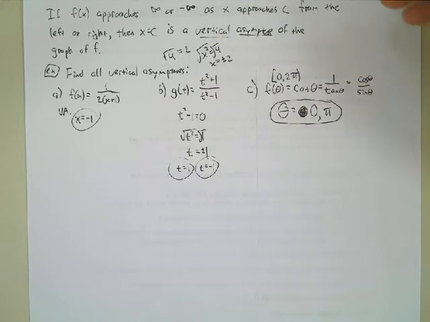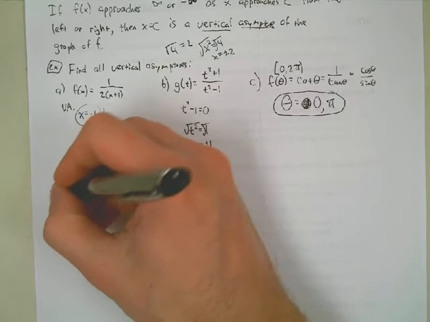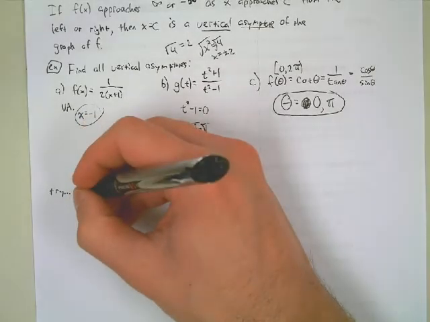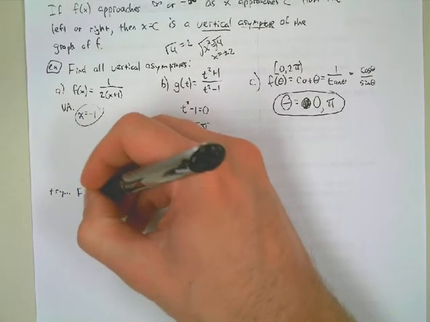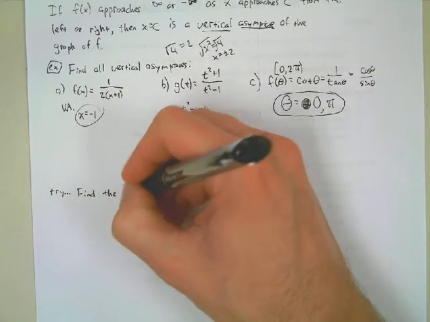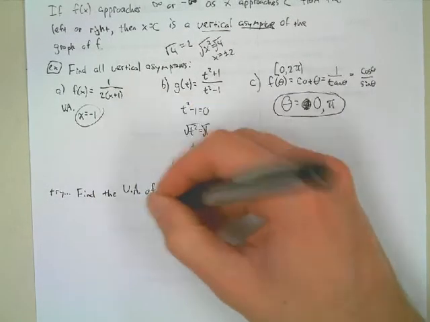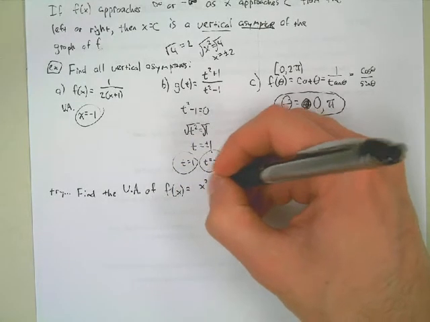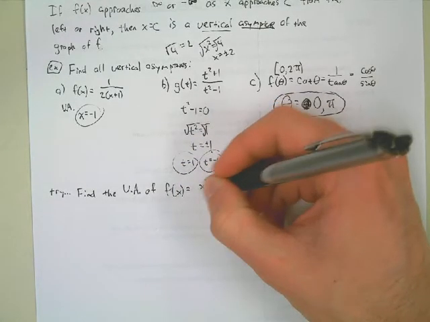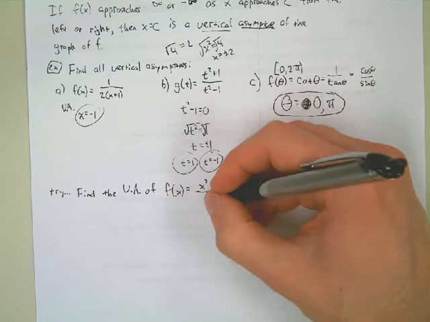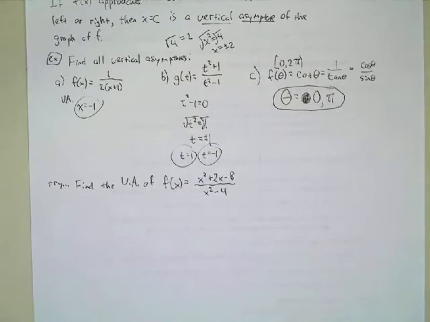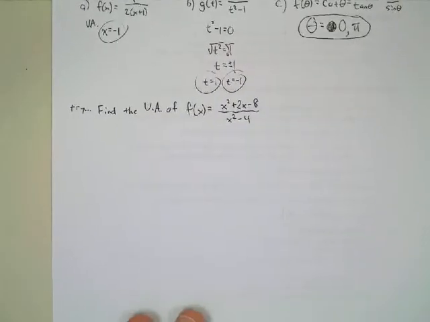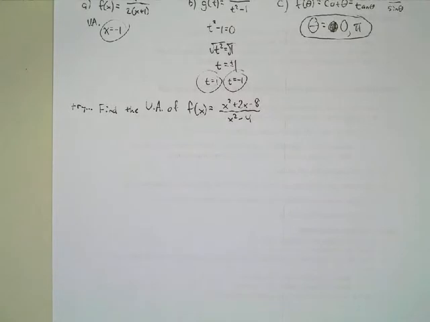All right, you guys try one now. Okay, so find the vertical asymptotes. Find the VA of f of x equal to x squared plus 2x minus 8 over x squared minus 4. And don't forget, if you want to check your answer, you can look at your graphing calculator. Okay, so go ahead and give that a shot.